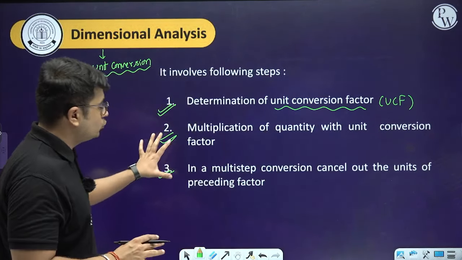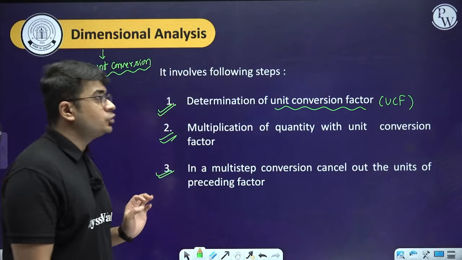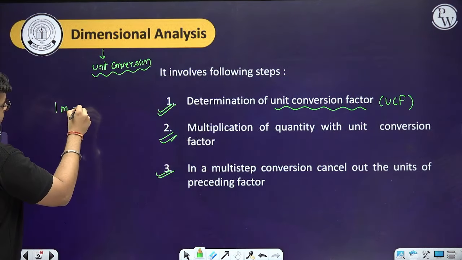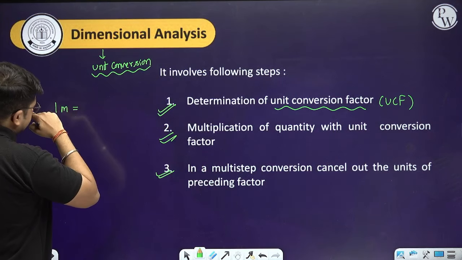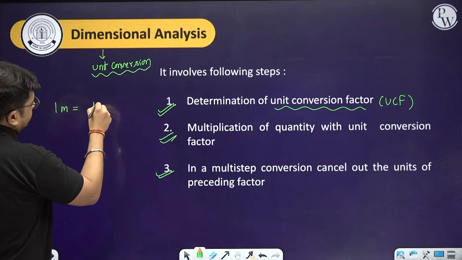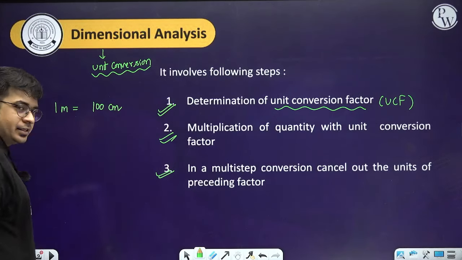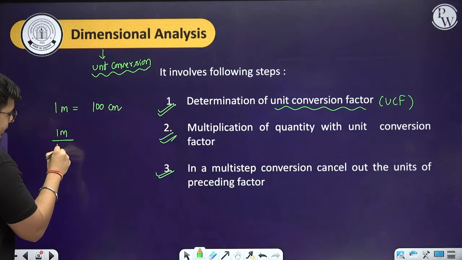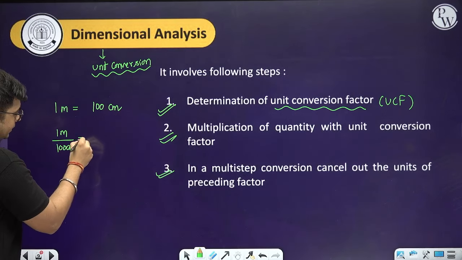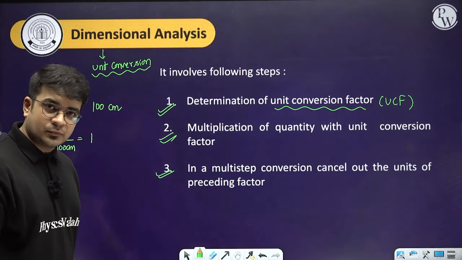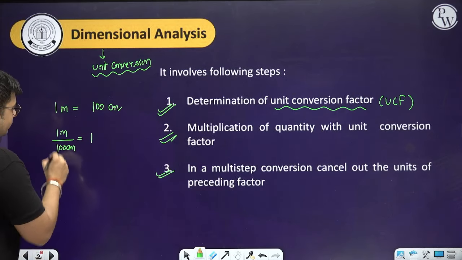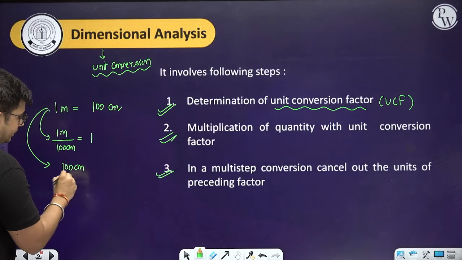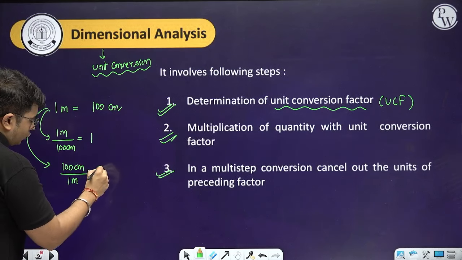That's it. So these two parts are very easy. The first part is unit conversion factor. Let's say I say that 1 meter is equal to 100 centimeter. In that case, I can say that 1 meter divided by 100 centimeter is equal to 1. Or I can also say that 100 centimeter divided by 1 meter is also 1.